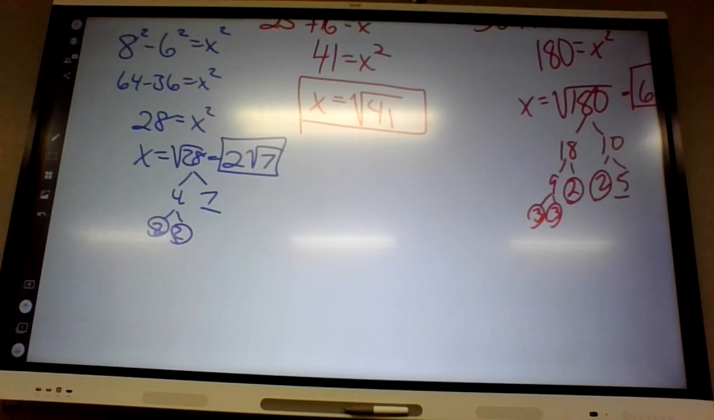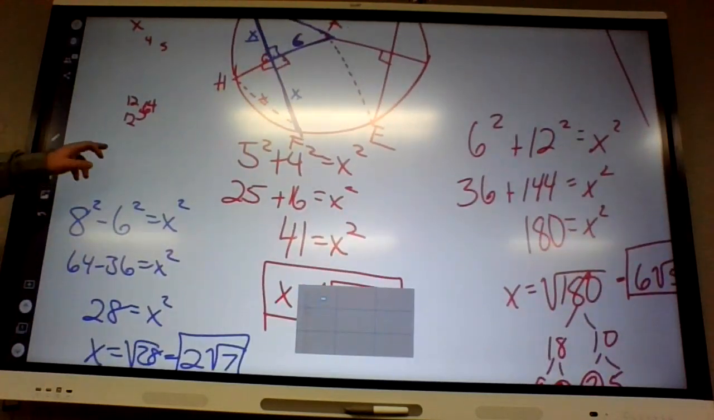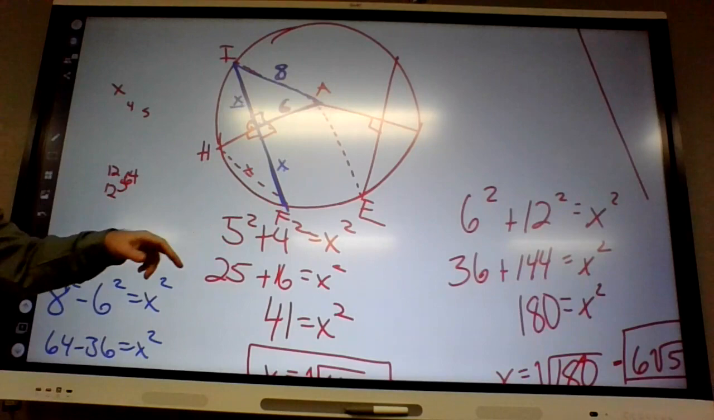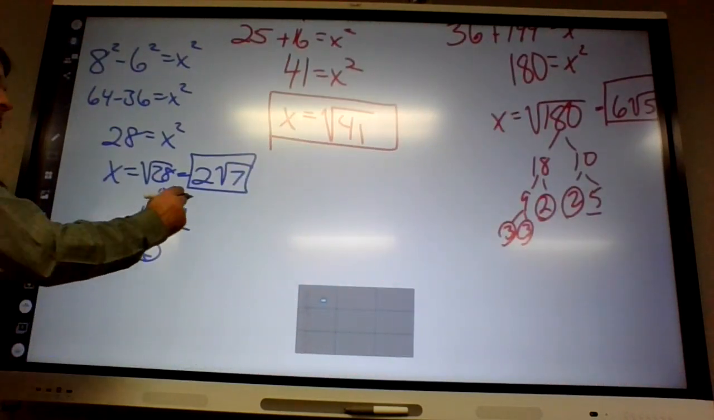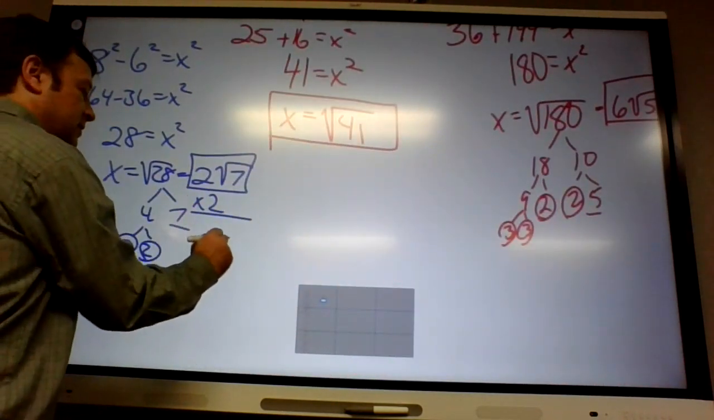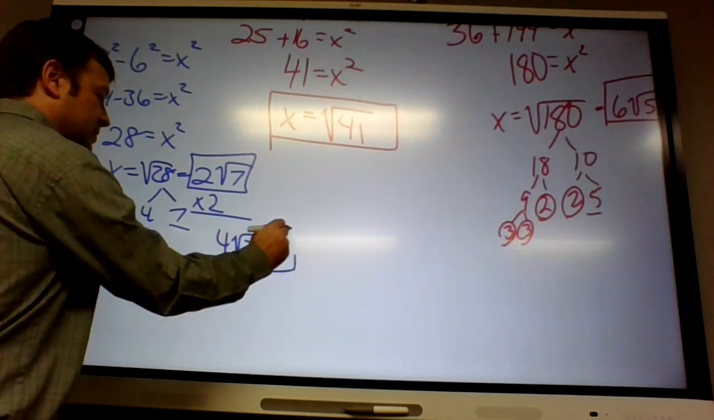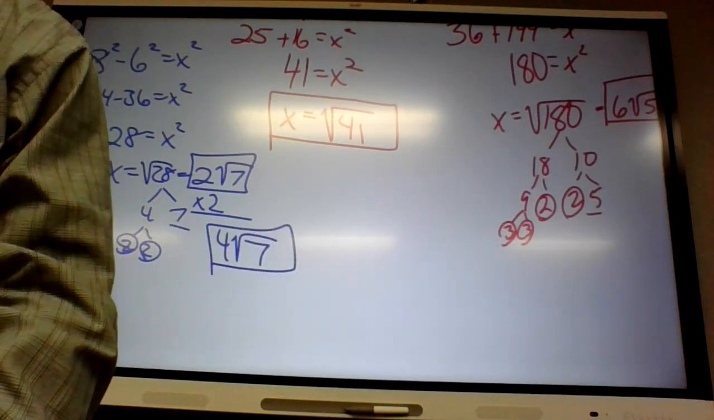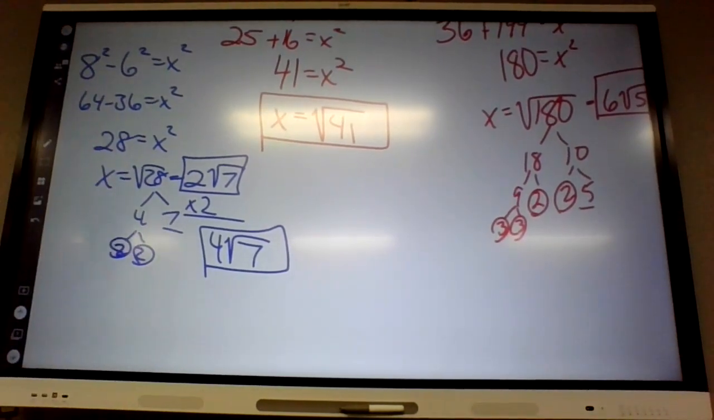Oh, I forgot. What did I forget? Yeah. So we just found this right here. So we need the whole thing, so we have to double it. So what's that times 2? 4 square root of 7. Yeah, it's 4 times square root of 7. Do not put in the calculator only decimals on these.